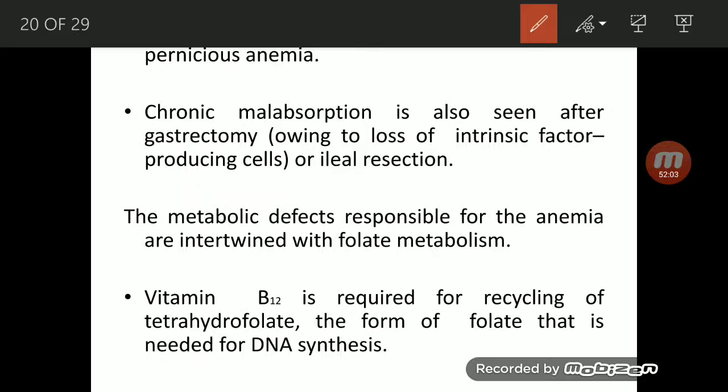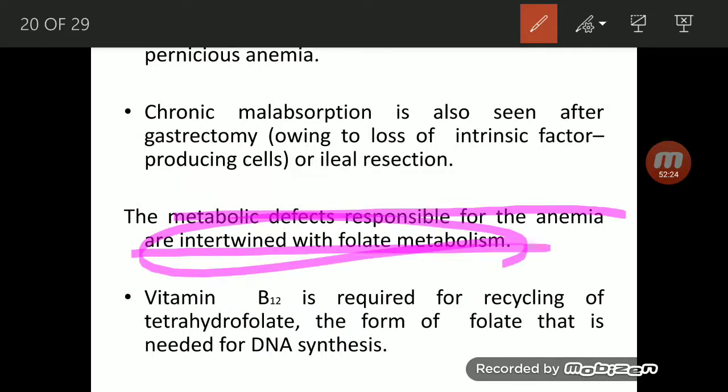Okay, and chronic malabsorption is also seen after gastrectomy or ileal resection, and there is a correlation between the metabolic defects of your vitamin B12 and your folate metabolism as well, because vitamin B12 is required for recycling of tetrahydrofolate to the form of folate that is needed for DNA synthesis.